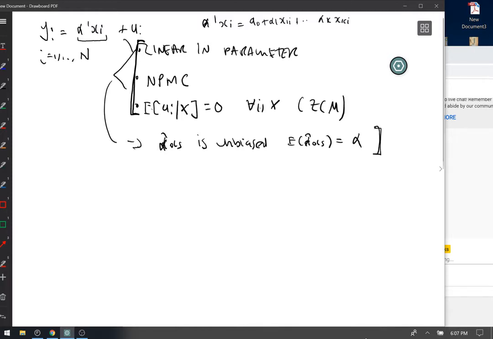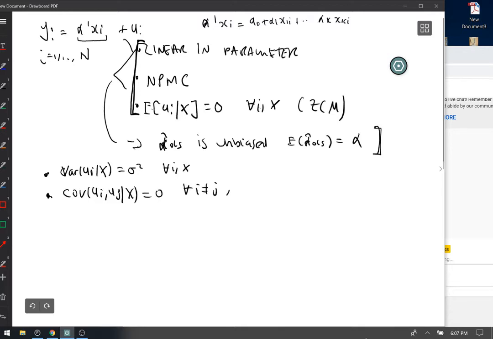Assuming this then, the extra two conditions for OLS to be best linear unbiased are that the variance of u_i given all x is a constant for all people i and all characteristics x. And one we've not focused on so much, but technically we also need, is that the disturbances of the different people are uncorrelated for all different people and x.